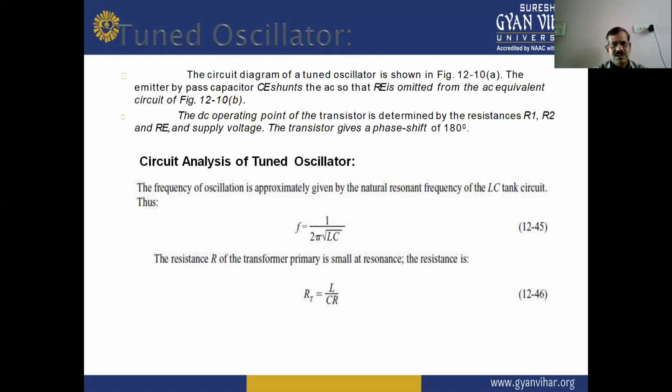So, circuit analysis of tuned oscillators. The frequency of oscillation is approximately given by the natural resonant frequency of the LC tank circuit. Thus we have f equal to 1 upon 2 pi under root LC. The resistance R of the transformer primary is small at resonance condition, so the resistance RT of the transformer is equal to L upon CR.